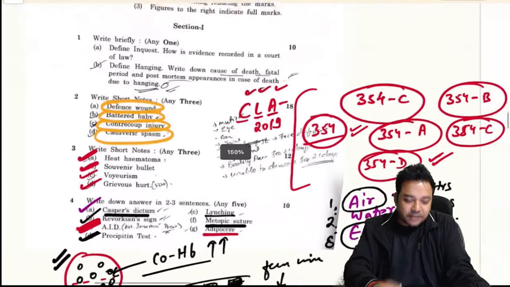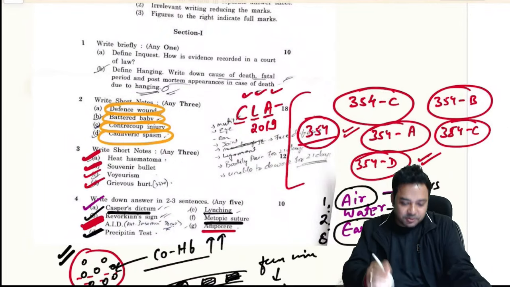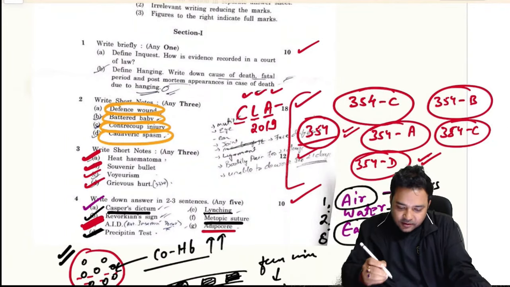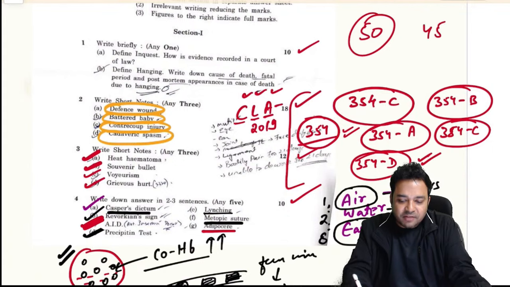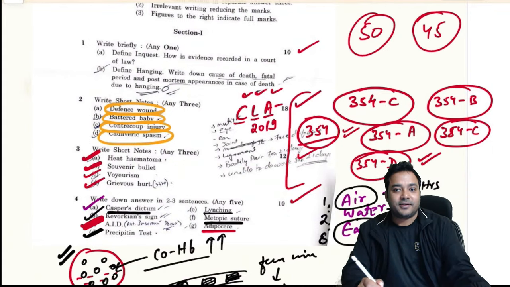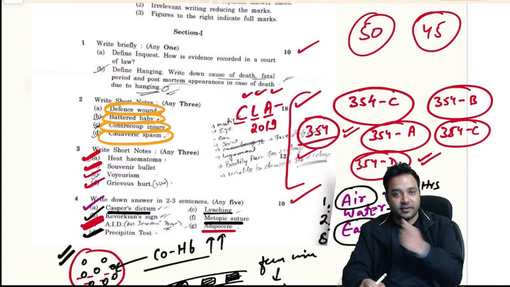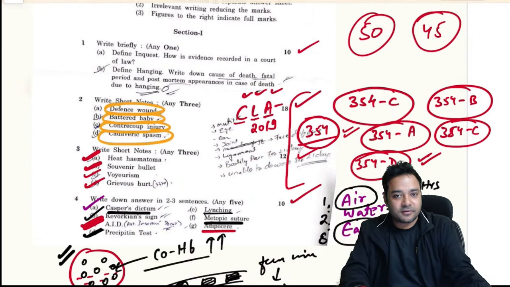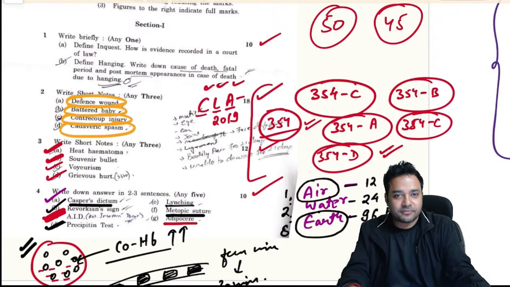See, this paper we have dissected now. This paper was of 10 marks, 18 marks, 12 marks, 10 marks, 50 marks in total. Out of 50, no one can stop you from getting 45 if you work accordingly. No one can stop 45 marks. 90% marks, more than enough.